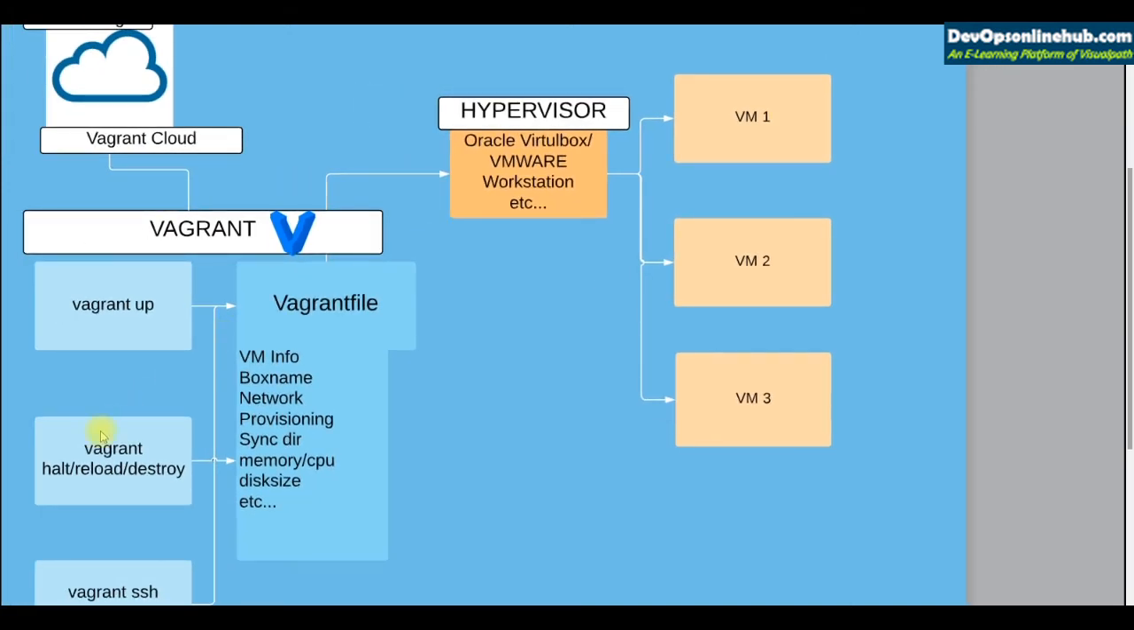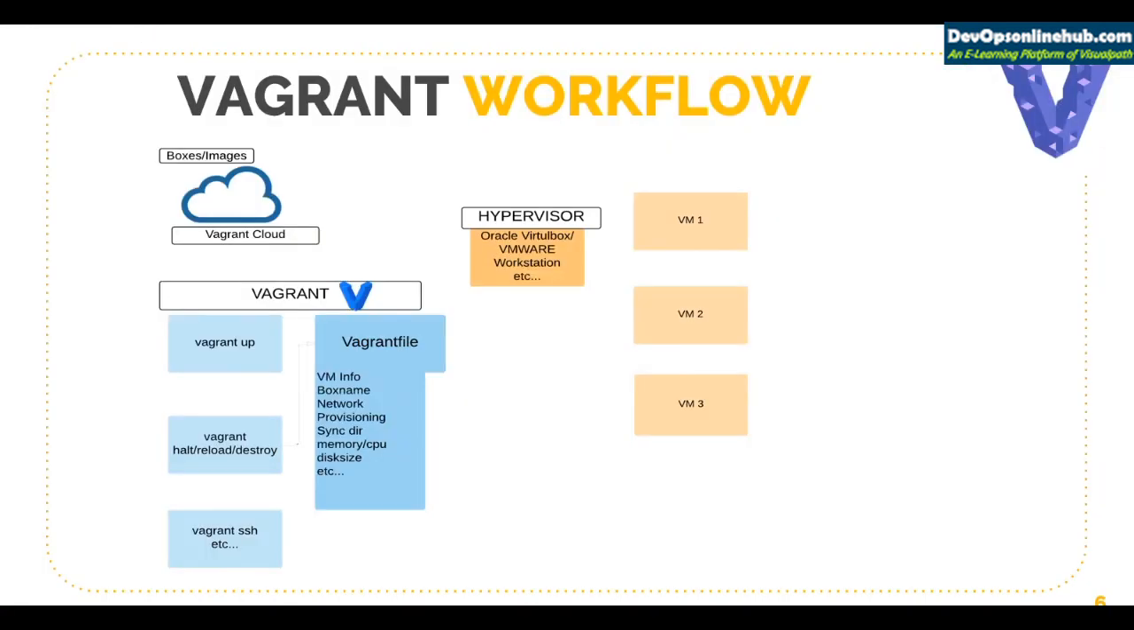Then you have other Vagrant commands like vagrant halt, which can power off your VM, vagrant reload, which will reboot, vagrant destroy, that can delete your VM. And to log in to your Linux VMs, you can do vagrant ssh. And there are many more commands. And to do all this magic, you need two things. One is a hypervisor, we'll have Oracle VirtualBox, and second, Vagrant.